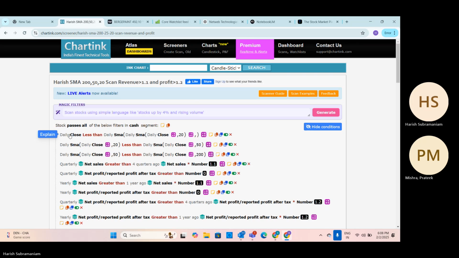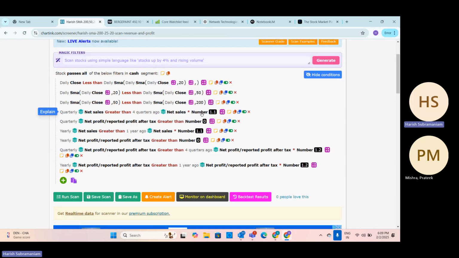Okay. So daily close is less than 20 SMA. 20 SMA is less than 50. 50 is less than 200. And then we are saying quarterly sales has to grow by 10%. Profitability has to grow by 20%.